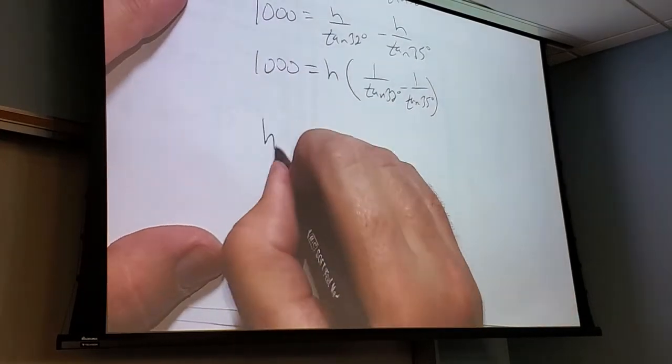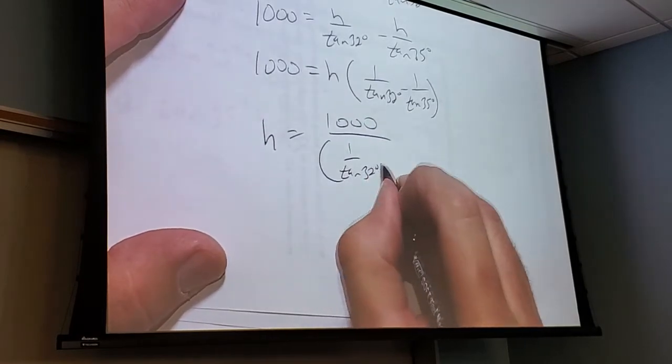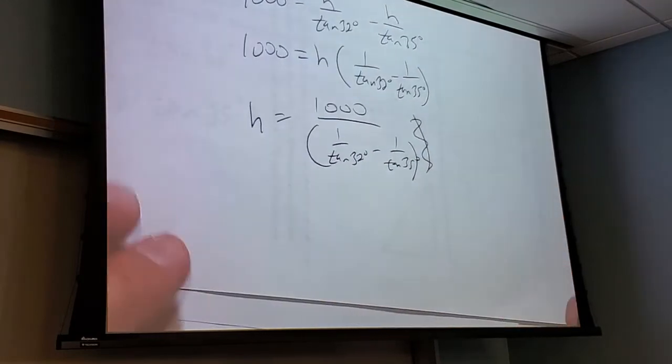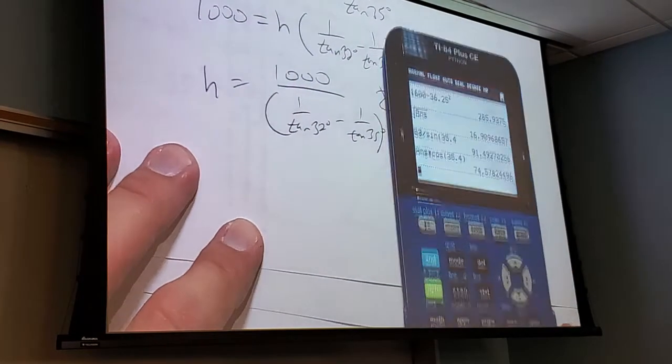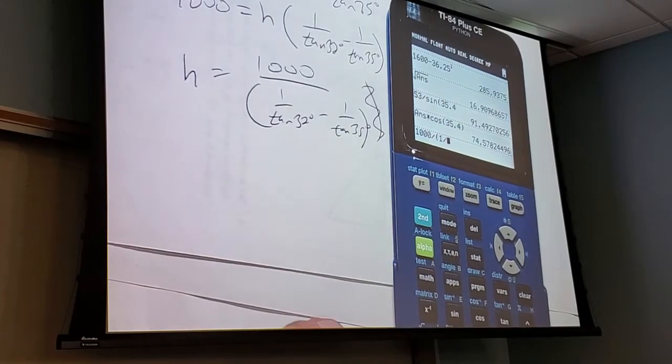So I get h equals 1,000 divided by this, which is exactly, whoops, I'm going to put in the old calculator 1,000 divided by 1 divided by tangent 32 minus 1 divided by tangent 35. I put it in there exactly the way I wrote it down on my paper, and I get that.